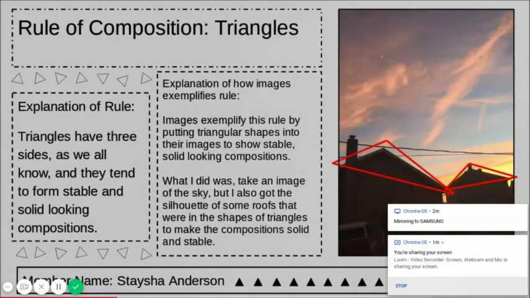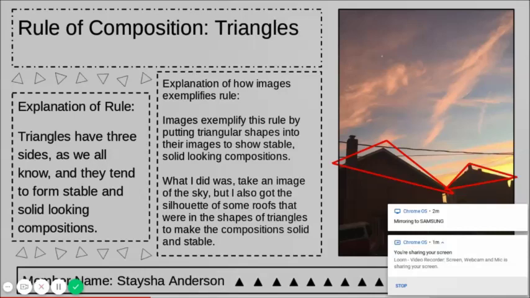Okay, so the rule of composition I have is triangles. This rule of composition is that triangles have three sides, as we all know, and they tend to form stable and solid-looking compositions. This image exemplifies this rule by putting triangular shapes into their images to show stable, solid-looking compositions.